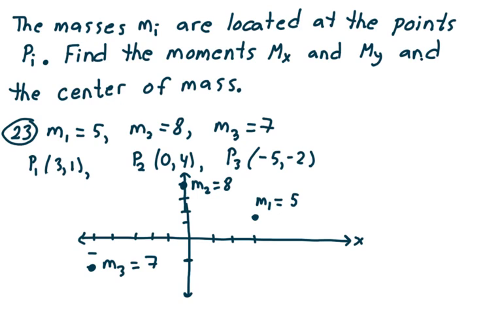Let's look at the directions for problem 23. The masses m sub i are located at the points p sub i. Find the moments m sub x and m sub y and the center of mass. So for the point (3, 1), the corresponding mass is 5. For the point (0, 4), the corresponding mass is 8. And for the point (-5, -2), the corresponding mass is 7.